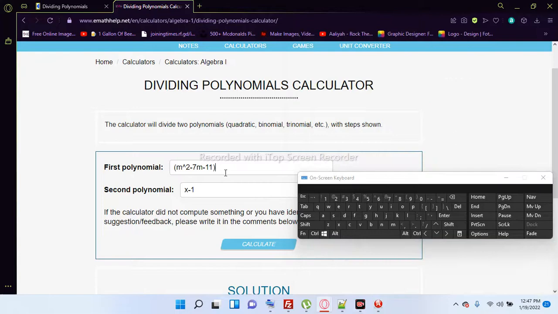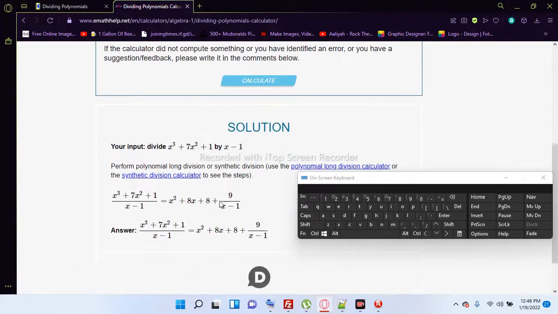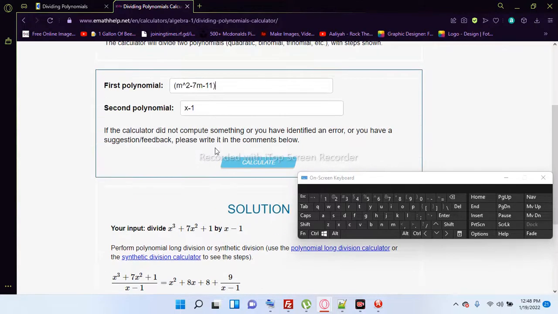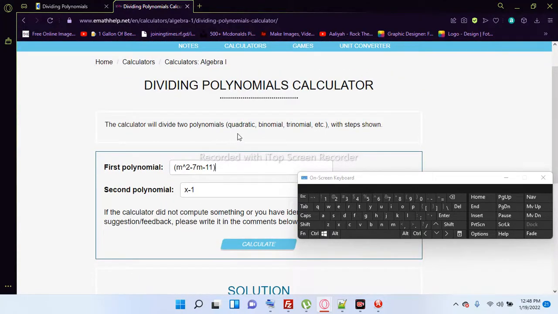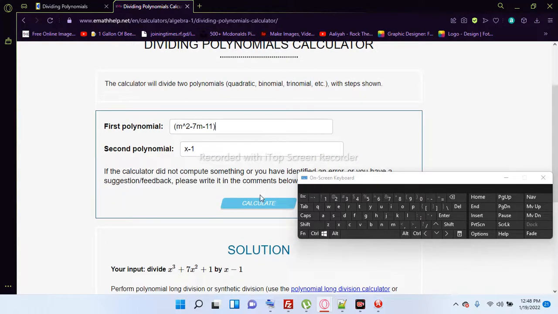Outside the parentheses, the division sign. Okay, the division sign. Now we're going to get the division sign. What's the division sign in here? Your input, divide, x squared plus 7x. If the calculator did not compute something, you have identified the error. You have to suggest, please give feedback in the comments below. Dividing polynomials calculator. The calculator will divide polynomials, quads, okay, all right, it will divide it anyway.